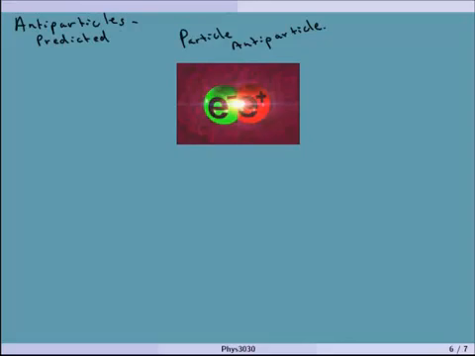So let's go to the next slide. And I want to start with this picture here. This picture is a particle-antiparticle interaction. And antiparticles are predicted by quantum mechanics, and they're actually predicted by melding quantum mechanics with special relativity. Not general relativity, but just special relativity. And we'll talk about relativity later.